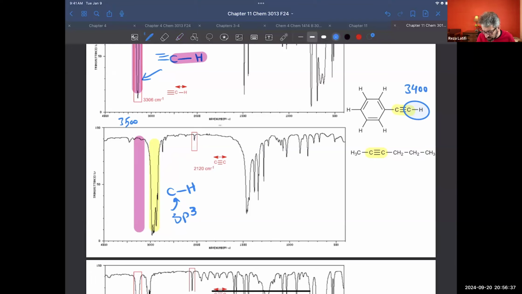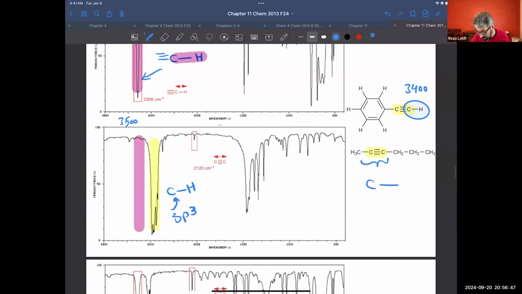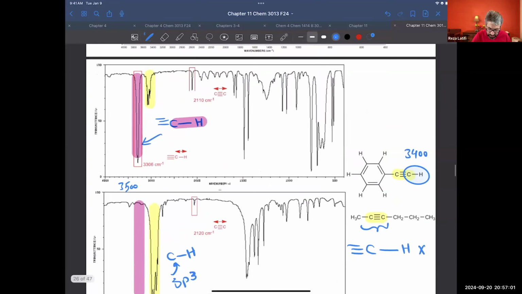If you zoom in on this region, you see the carbon is not connected to hydrogen. It has two carbons on both sides, so you're not going to see that peak. But you should see a carbon-carbon stretch, and I'm talking about the triple bond. And yes, I see it. The stretch is here, and that stretch represents the triple carbon-carbon bond.